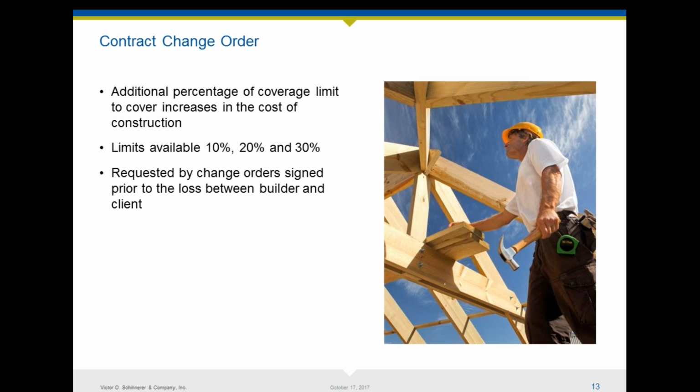So as long as the client and the builder have the proof that change orders were requested, and that's already in the file, as contract change order is listed on the policy, then they have the additional 10% or 20% or even 30% over the completed value that's on the declarations page. So it cuts down on the back and forth, and it also ensures that the client will have the appropriate coverage in place if there is a total loss. The completed value would be on the dec page plus this additional coverage limit.